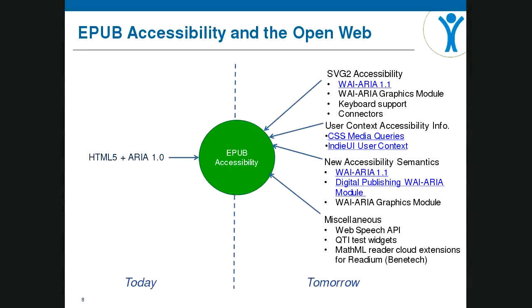I think I'll mention one thing about semantics here. What we mean by semantics in HTML and in publishing in general is that you have elements that identify.